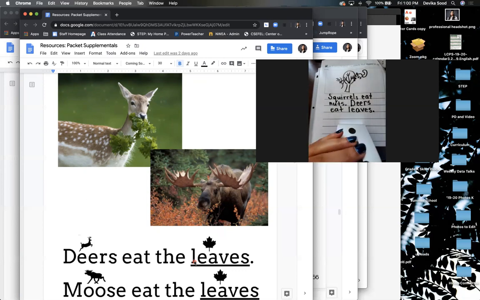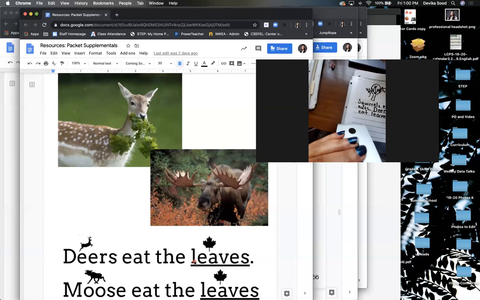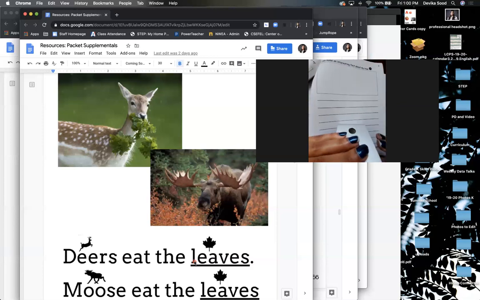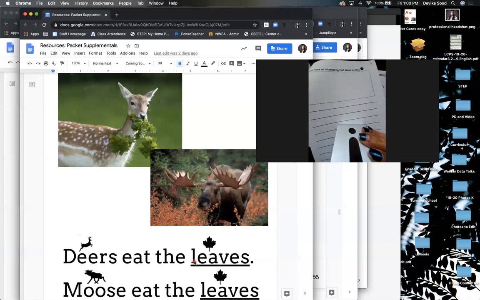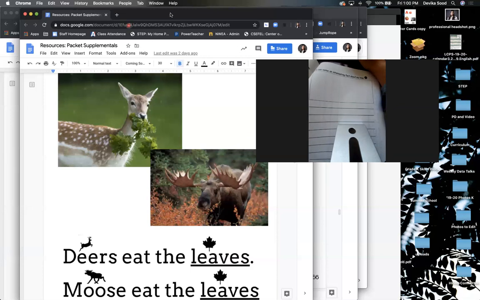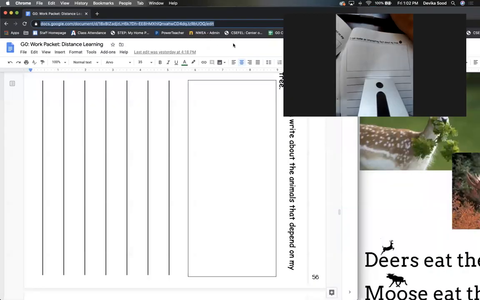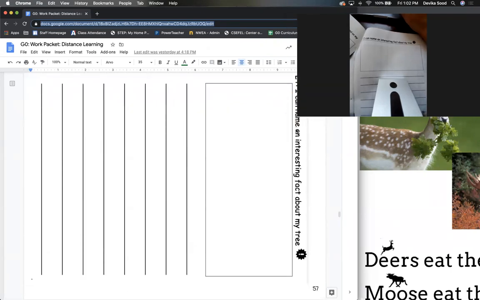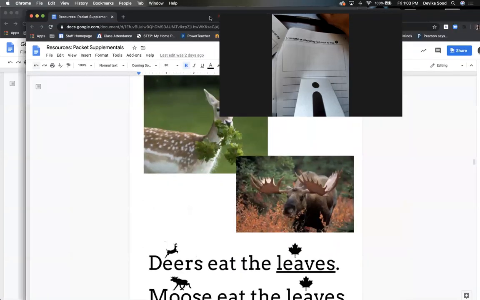The next page is, I can write about an interesting fact about my tree. La próxima hoja de escritura es, puedo escribir un dato interesante sobre este árbol. The next page says, I can name an interesting fact about my tree. So, ahora esta página dice, puedo nombrar un dato interesante de mi árbol.